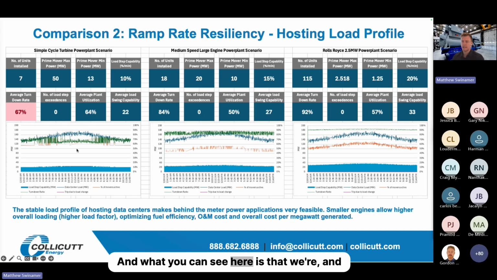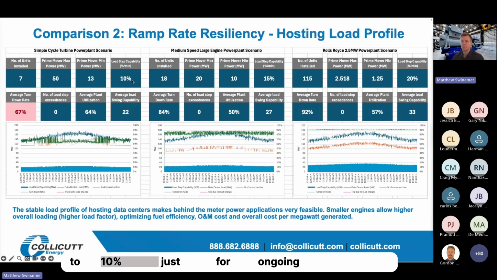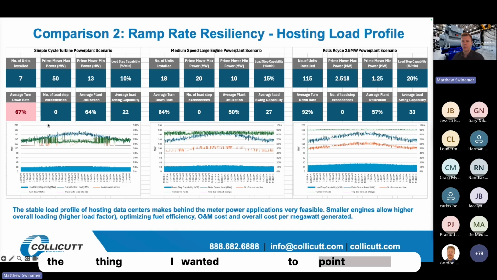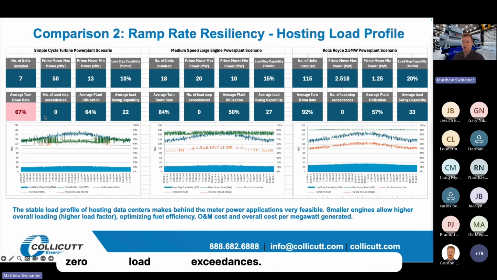And what you can see here is that, and I mentioned this earlier, we limited the load steps to 10% just for ongoing operation, 15 to 20%. But the thing I wanted to point out here is that we had zero load exceedances.